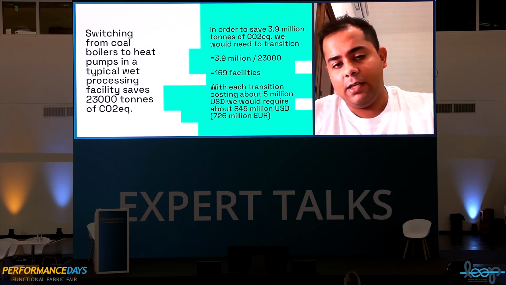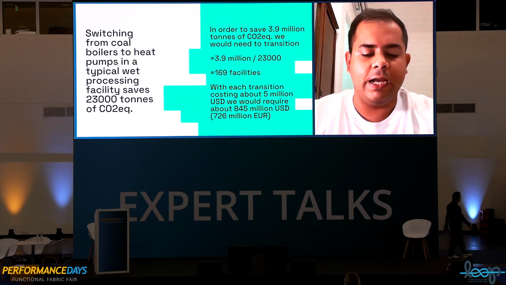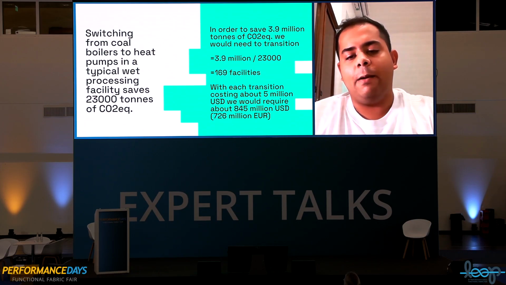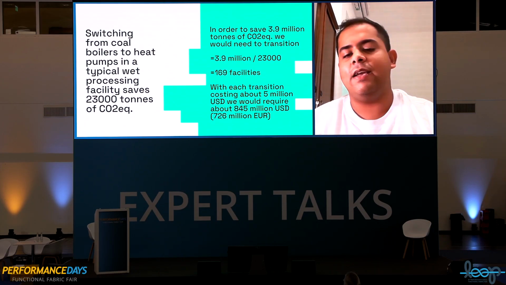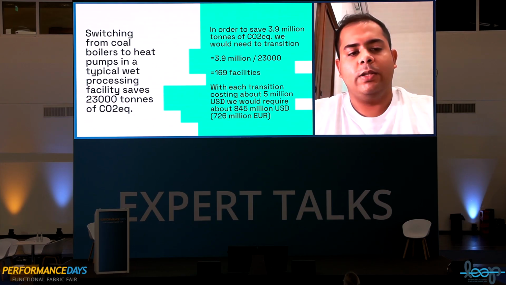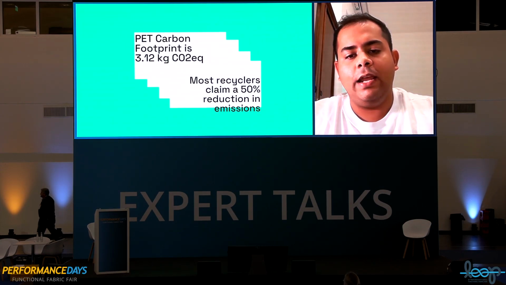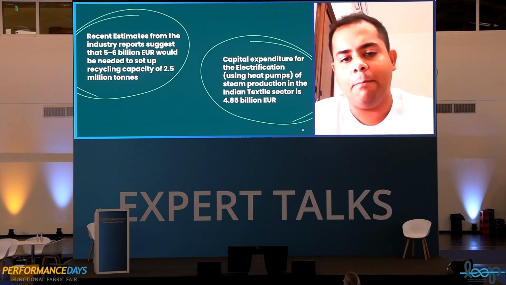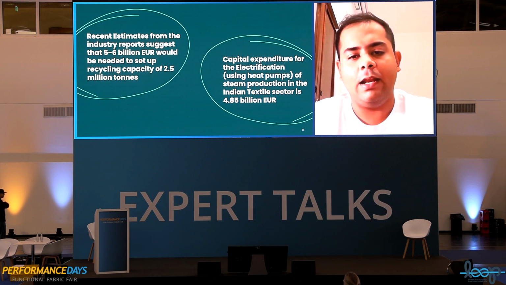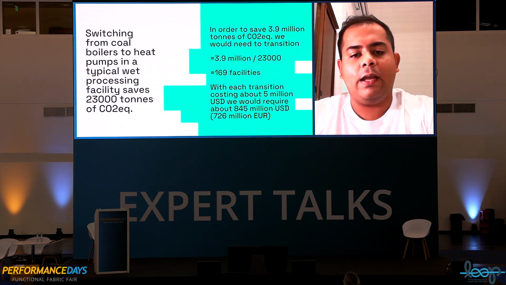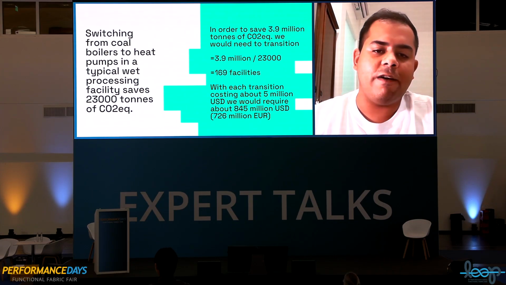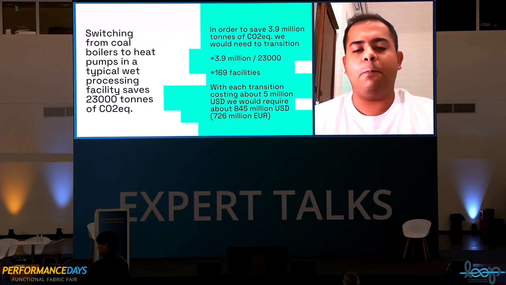And as we looked in the previous slides, the cost of putting up this heat pump kind of technology or electric boilers for a single facility requires about $5 million. So for 170 facilities, we're going to require about $845 million, which is 726 million euros. So in the previous slide, we saw that we needed about $5 to $6 billion to set up this 2.5 million tons, which is going to give us 3.9 million. And electrification, if you go back, we're going to only require 726 million euros. It is a 7.5x differential. You could get 7.5 times more impact.